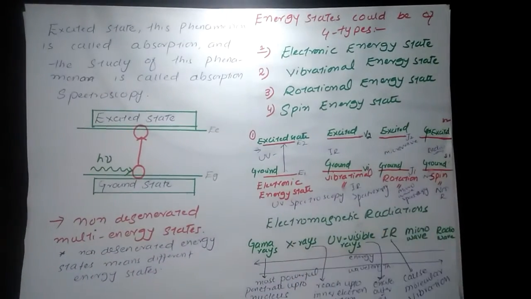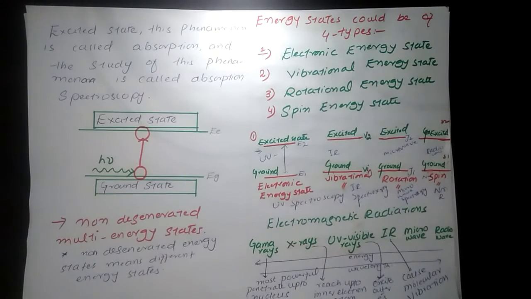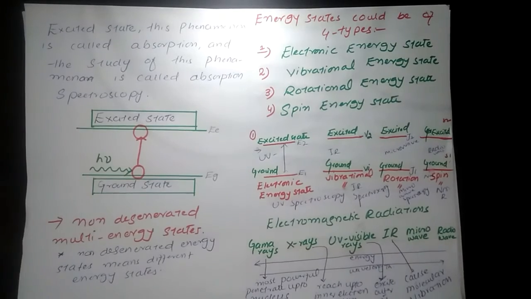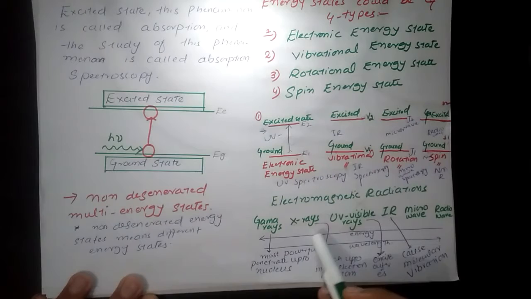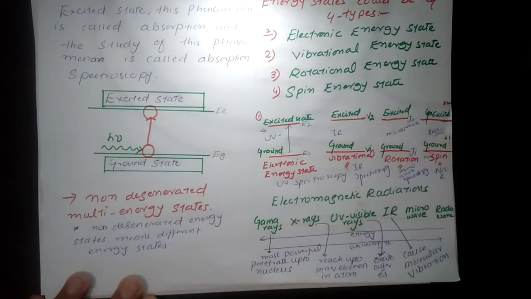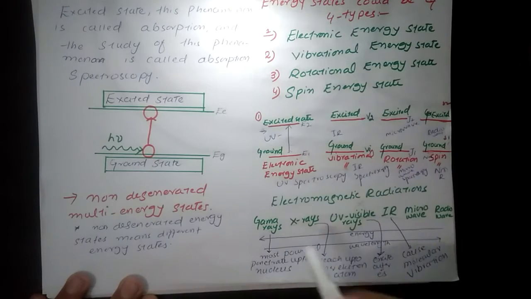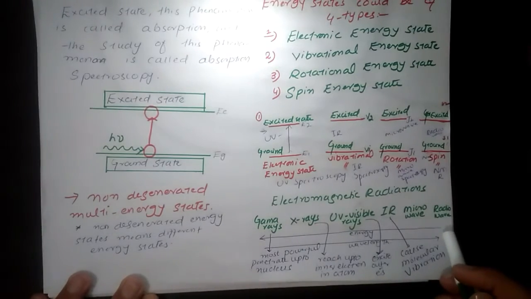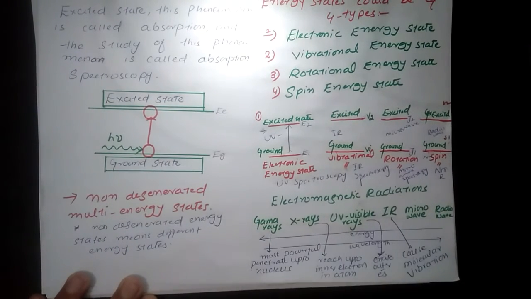Now here what we need to do is to excite the electron from the ground state to the excited state. But how? By giving energy. From where? From electromagnetic radiation. But we know that electromagnetic radiation could be of many types: it could be gamma rays, X-rays, UV-visible rays, IR, microwaves, radio waves, right? So the most powerful and energetic is gamma rays, and the least energetic is radio, but the wavelength of radio waves is greater than all the others.